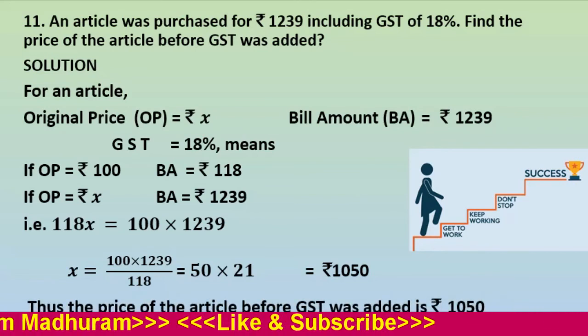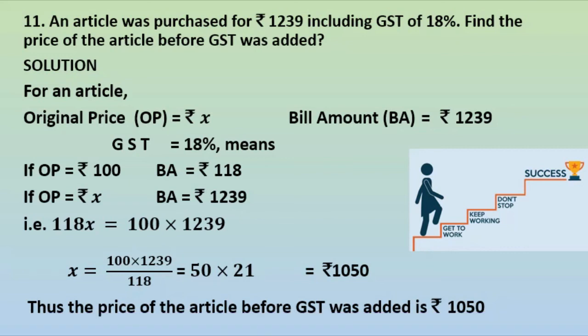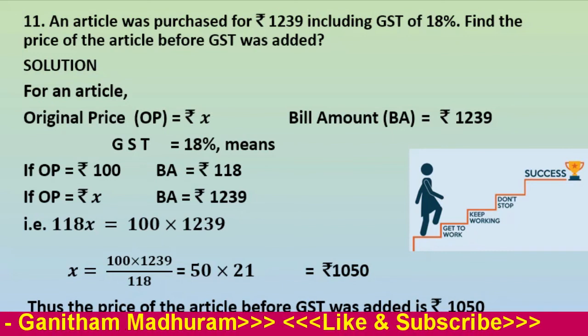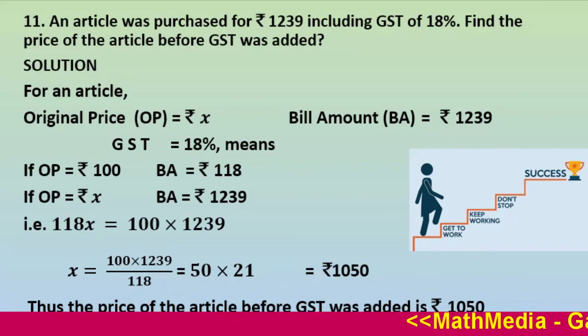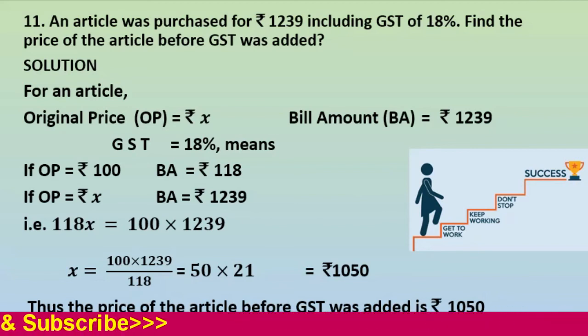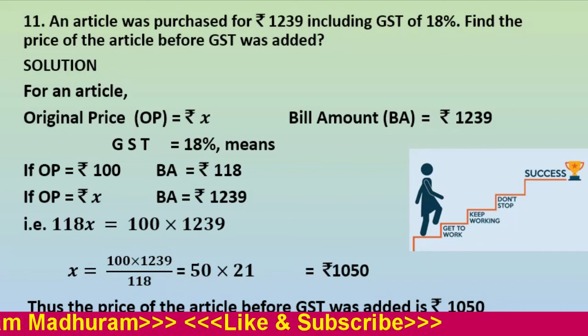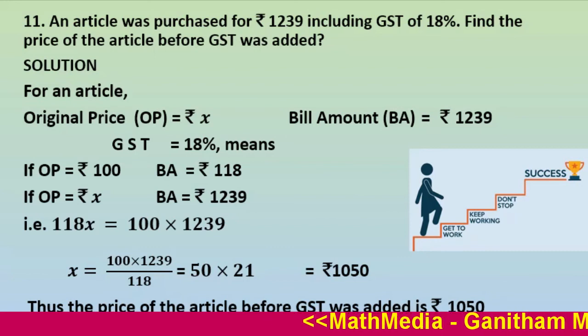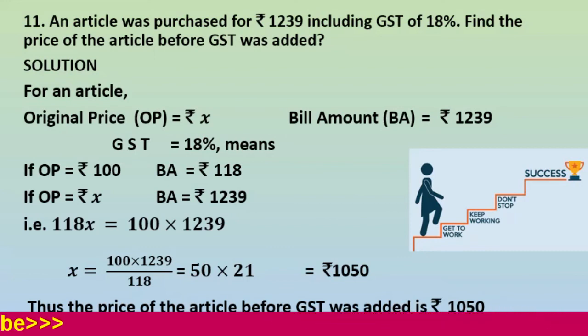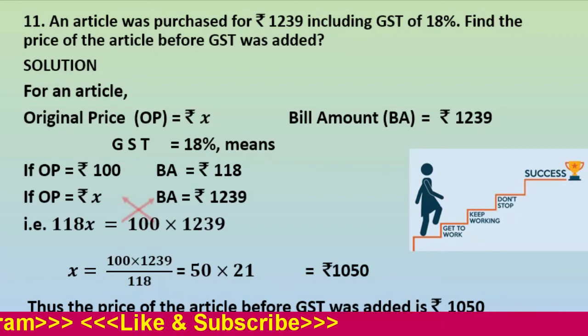So the numerator becomes 50 and the denominator becomes 59. Again 59 and 1239 can be cancelled. We get 21. So the numerator becomes 50 into 21 upon 1. That is 1050. Hence the price of the article before GST was added is rupees 1050.